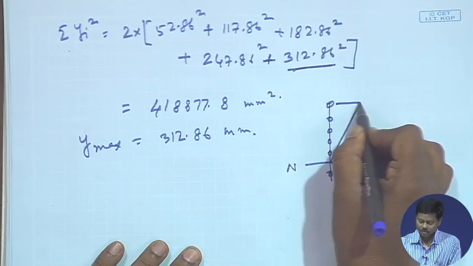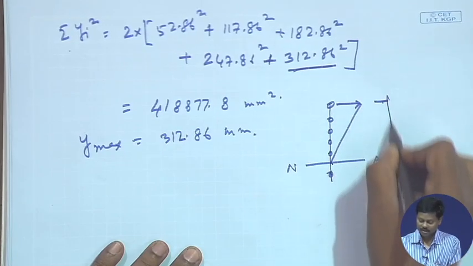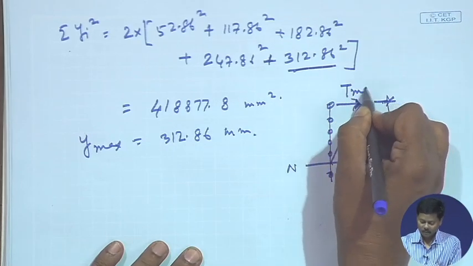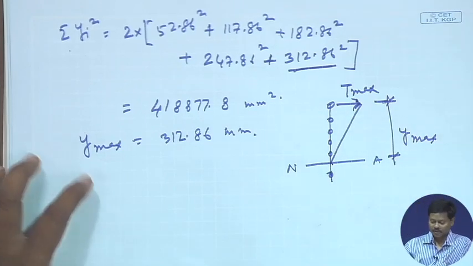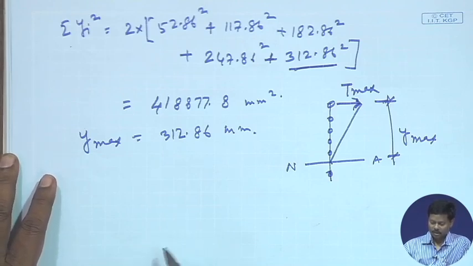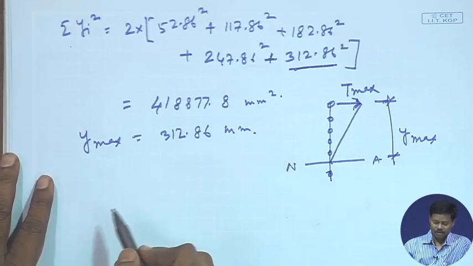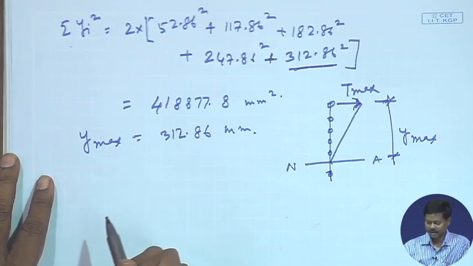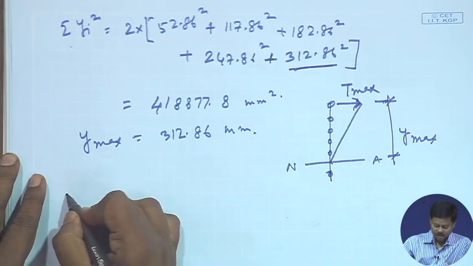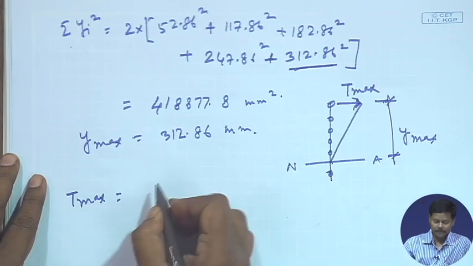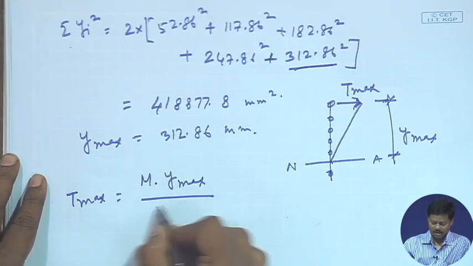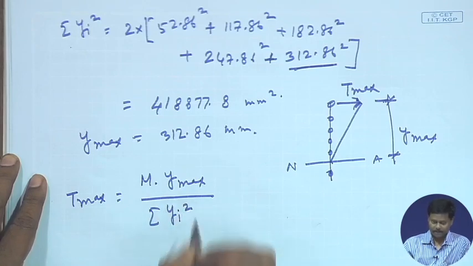So, this is the y max, and the maximum bolt force due to tension will be developed in the extreme bolt. That extreme topmost bolt will be developing the maximum tensile force T max. So, we can calculate the T max value. T max will become m into y max by summation of yi square.